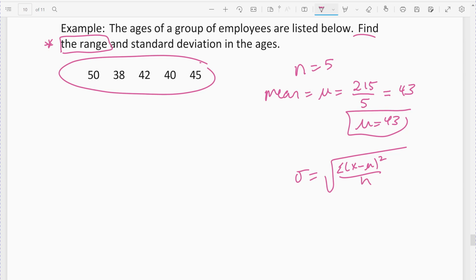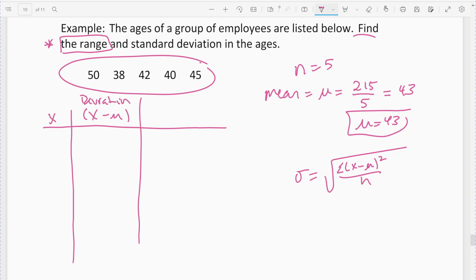So again, we've got x values first in the table, then our deviations, x minus the mean. That's the deviation. And then the third part of the table is x minus the mean squared. So it's the square of the deviations, the square of that second column, all of those numbers squared. Again, I like to order mine, but you don't have to. So in order: 38, 40, 42, 45, and 50.